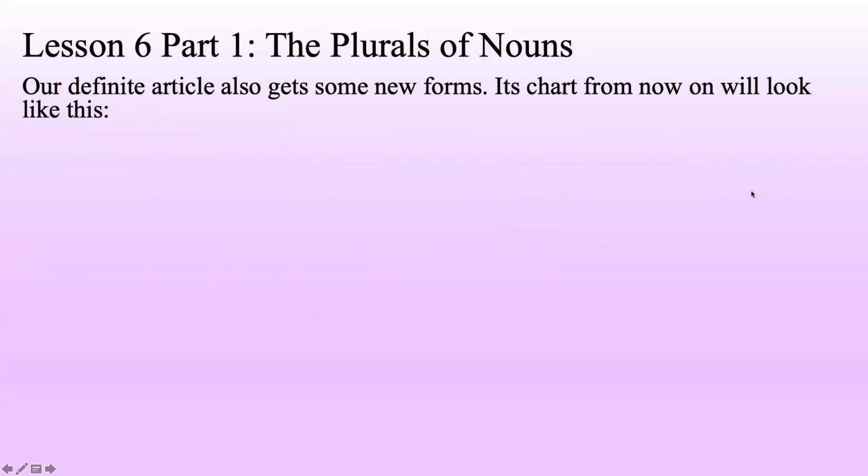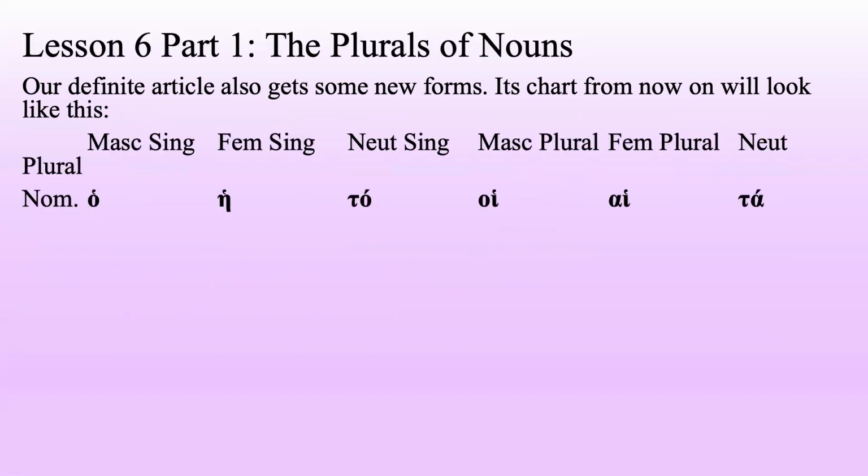Our definite article also gets some new forms. Its chart from now on will look like this. Oops, that plural should be tacked on the end over there. So the masculine singular nominative is ha, masculine singular accusative is ton. Feminine singular nominative is hey, feminine singular accusative is tain, neuter singular nominative is ta, and neuter singular accusative is ta.